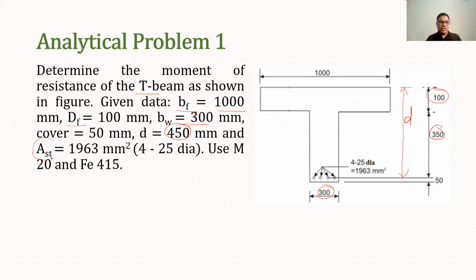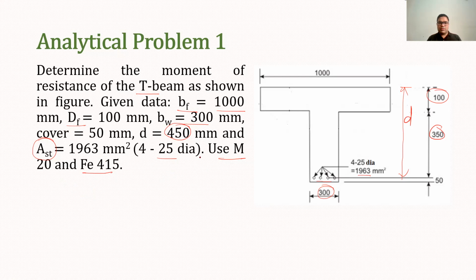And the area of steel is also provided, which is 1963 mm square. So in this, 4 bars of 25 mm dia are provided. So these are the 4 bars of 25 mm dia, and the total area of these bars is 1963 mm square. And the grade of concrete and steel is also given, which is M20 grade of concrete and steel grade is Fe415.